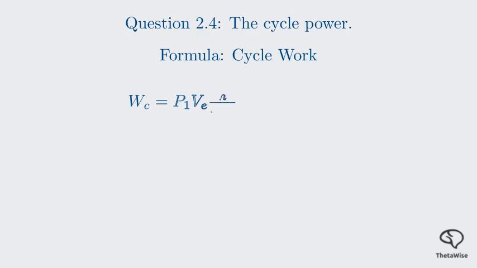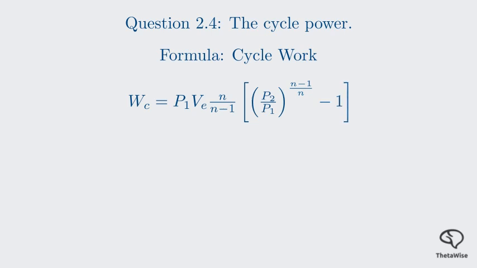The work per cycle equals P1 times VE, multiplied by a term involving the polytropic index n and the pressure ratio P2 over P1. VE is the effective volume, P1 is the intake pressure, P2 is the discharge pressure, and n is the polytropic index.